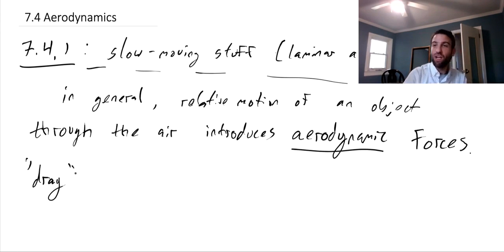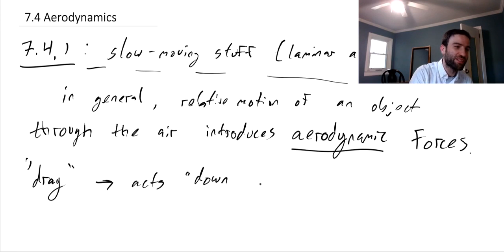Right. So drag is a force that points downwind of an object and typically tries to slow it down. So if I have a ball and I throw it through the air, the air is constantly bombarding the surface of the ball, slowing it down. There's a drag force. Okay. So drag, we'll say, acts downwind of an object. And then there are lift forces.